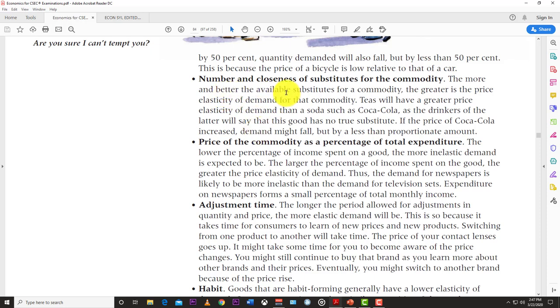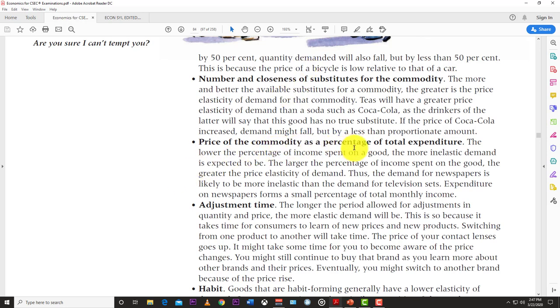So once you have a lot of substitutes, then elasticity will be great because you can easily change from one to the next because the substitute is right there. If substitutes are low, a little bit of substitutes, then demand would be inelastic because you don't have many options out there.